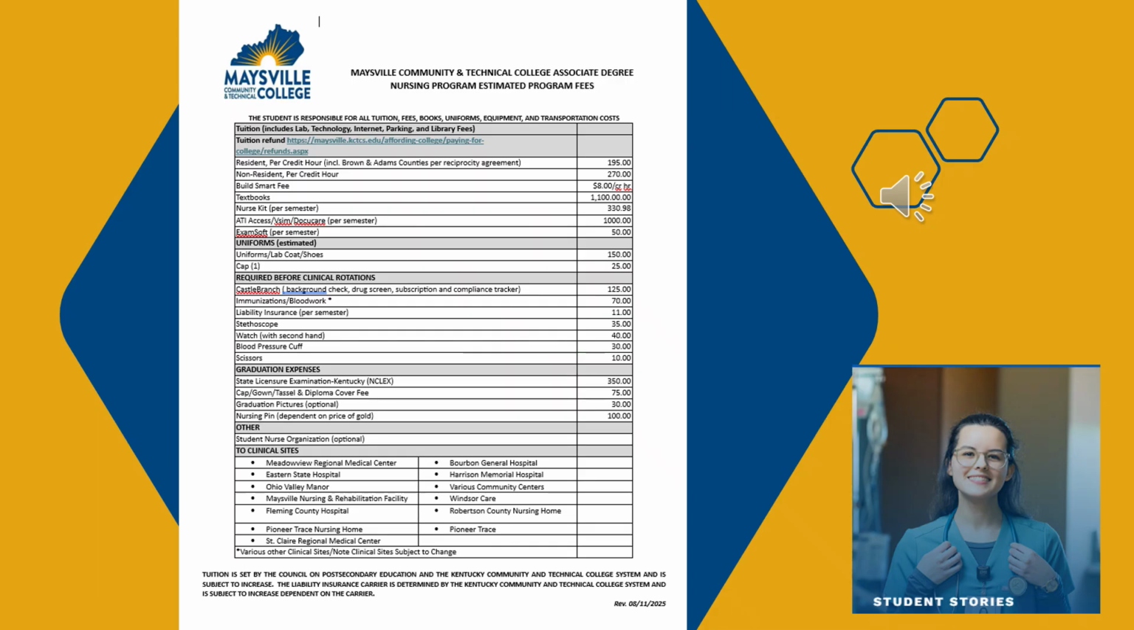You need a watch with a second hand, a blood pressure cuff, and scissors. And then graduation expenses: to take the NCLEX to sit for that is about $350. And then the rest of your graduation costs would be there. We also have a list of clinical sites that we may go to on this list. It's not all inclusive, but those are generally the ones we go to most often.